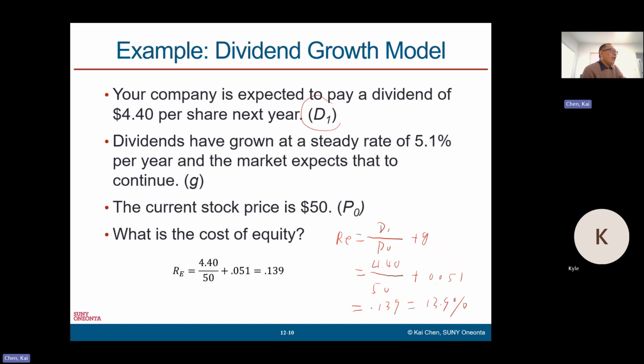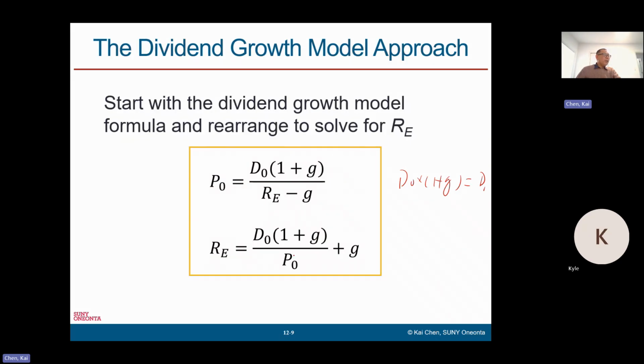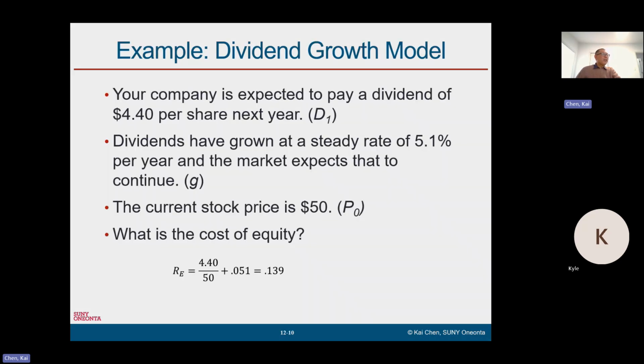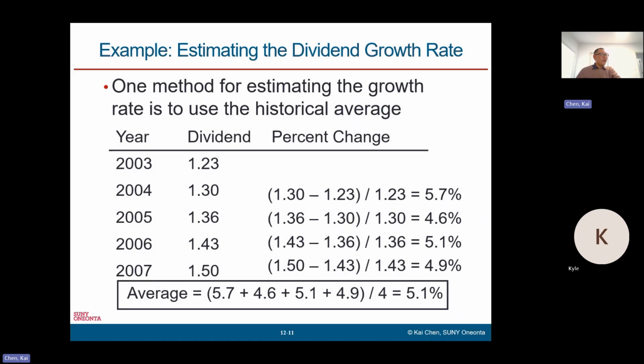Of course, now, if we use the dividend growth model, just as I said, we use the formula. P0 is observable. D0 is observable. Now the point is how to estimate the dividend growth rate. We can use historical data to estimate the dividend growth rate. Now let's look at this example, estimating the dividend growth rate.